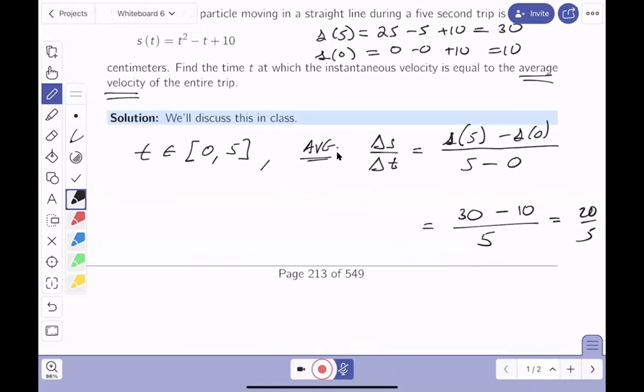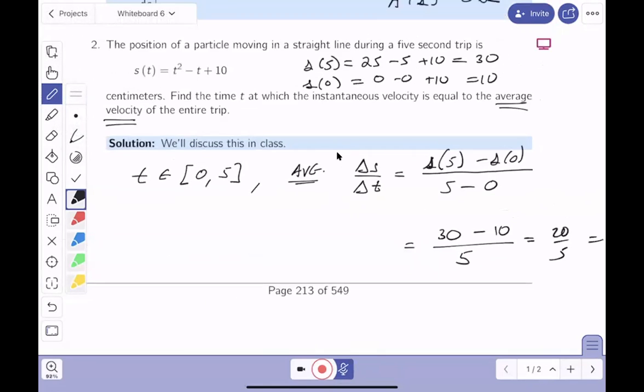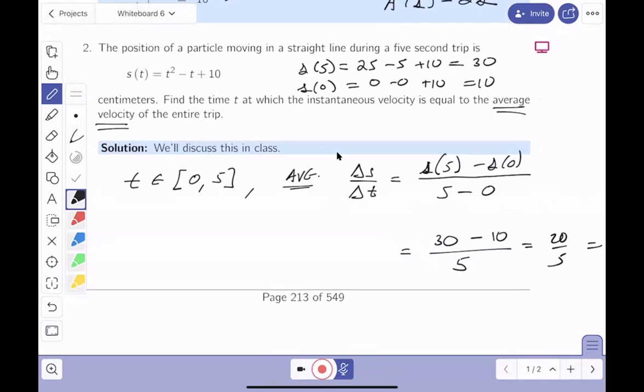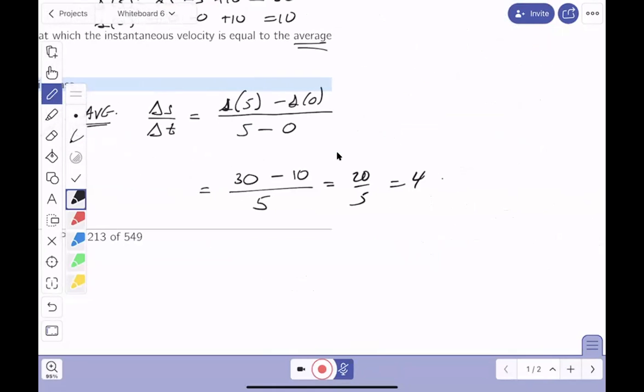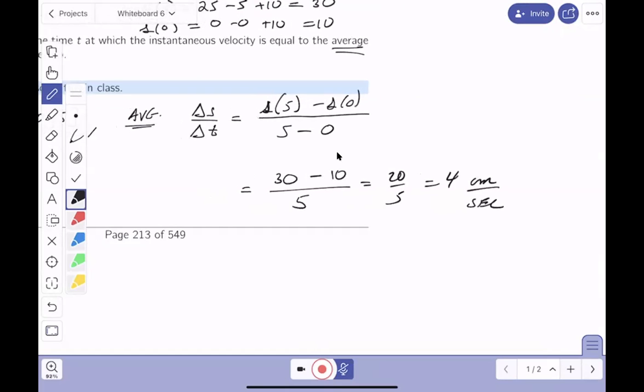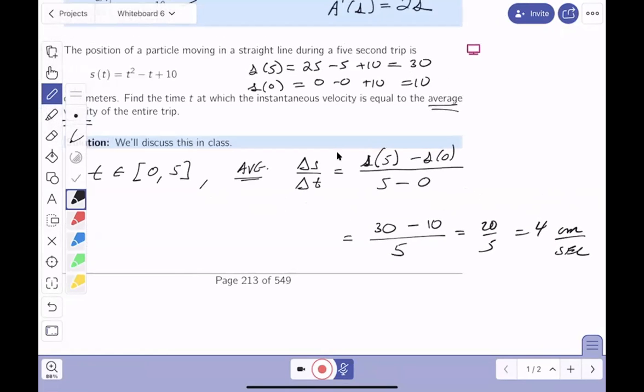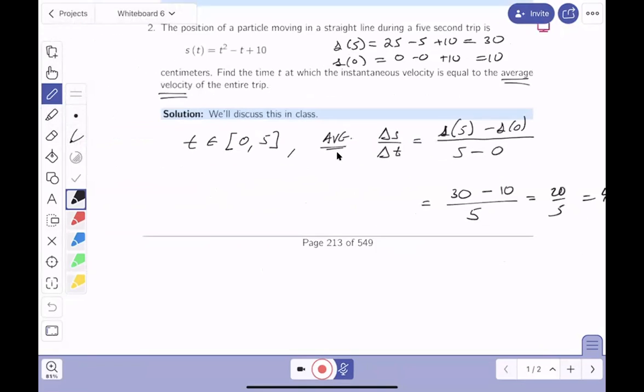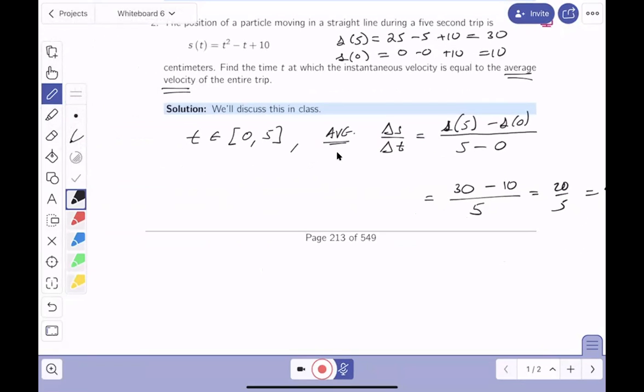All right. Now they're giving units over here. So what are the units on it? It's centimeters per second. Now, by the way, someone says, was that their question? No, their question is find the time t. Well, if I'm going to find a time t, t has to be on that interval where the instantaneous velocity, what's that going to be? That's going to be s prime of t. What's s prime of t? That's fairly simple. It's 2t minus 1.